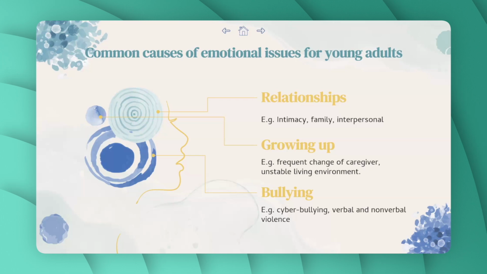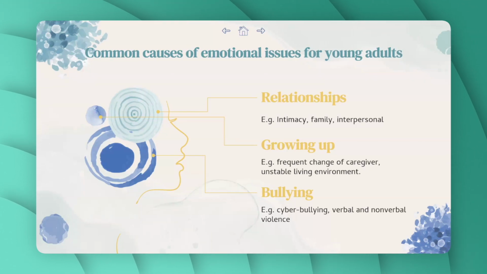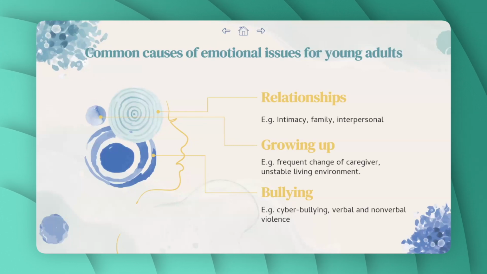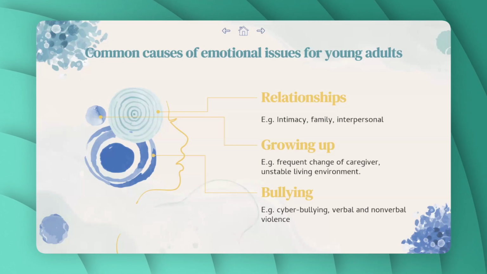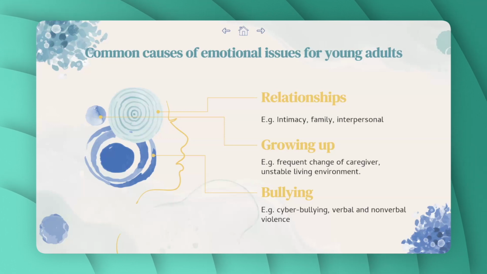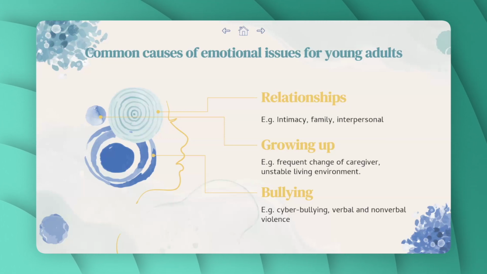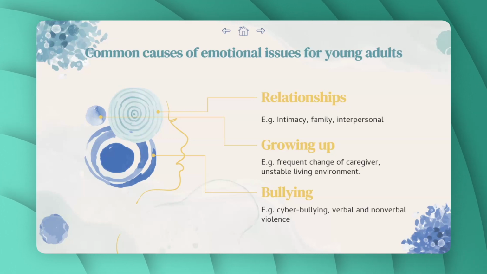Next is growing up. Probably because of their background, they have frequently changed caregivers or have an unstable living environment. Usually these young people are more anxious. They're easily stressed out. They sometimes don't know how to make friends. That probably makes them very unstable under stress.